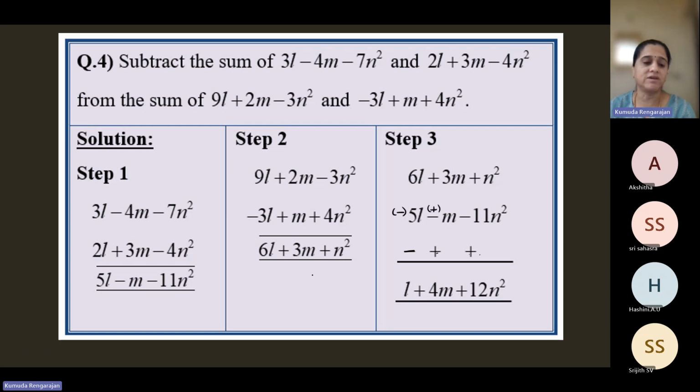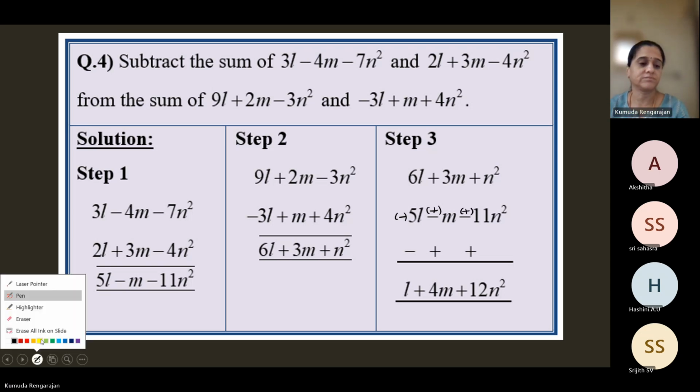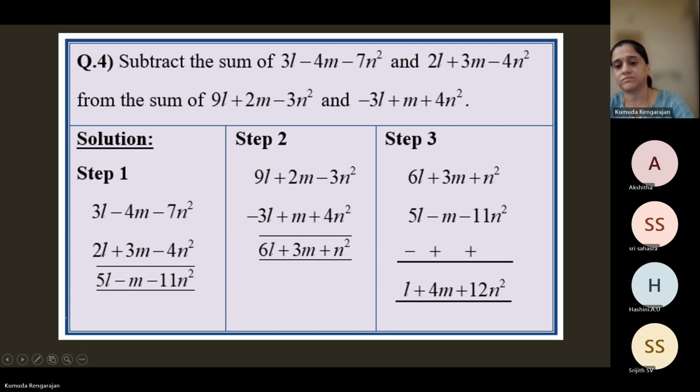While typing, it will come here only. So you see it here. You can write it like this. Okay. Next one.